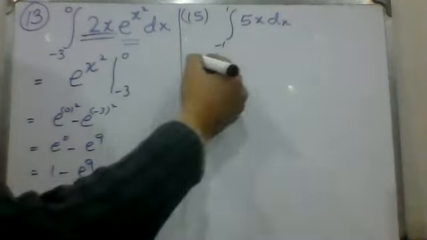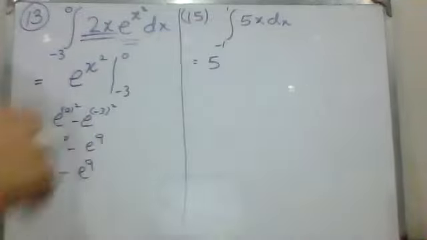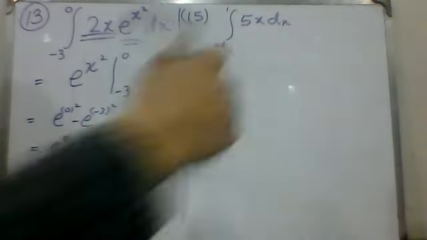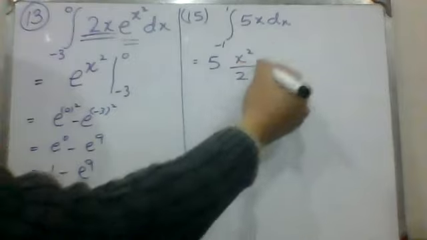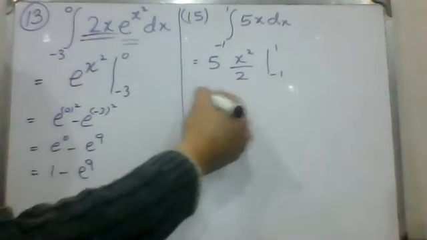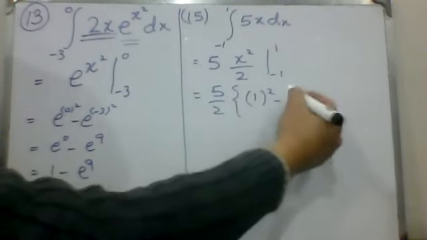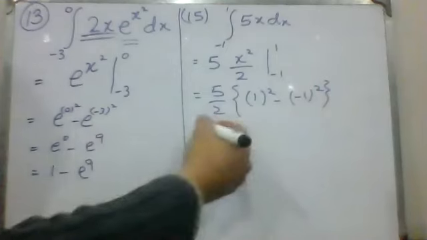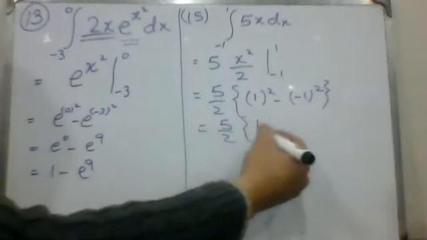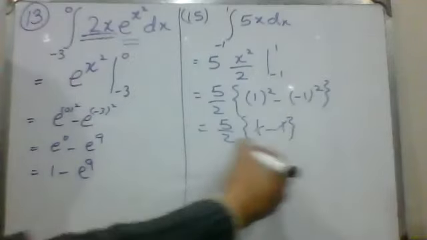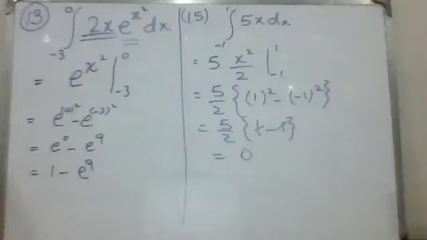The integral of x is x square divided by 2, with limit -1 to 1. So we put 5 by 2, and in place of x we put 1 square minus (-1) square. 5 by 2 times 1 minus 1, that cancels, so we get the answer 0. So our required answer for that problem is 0. The answer of question number 15 will come 0 when you solve it.